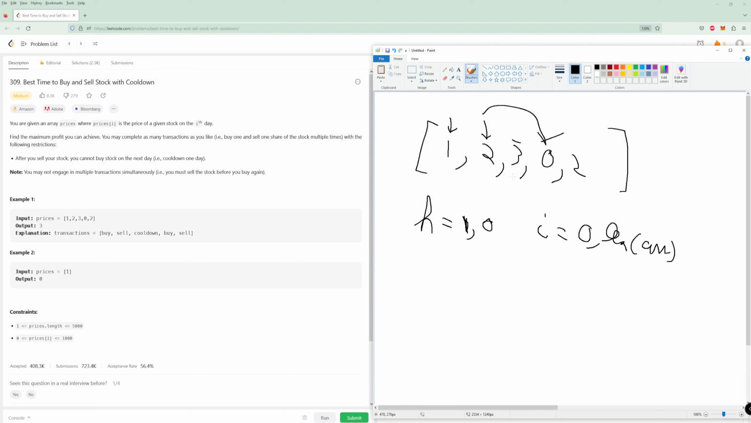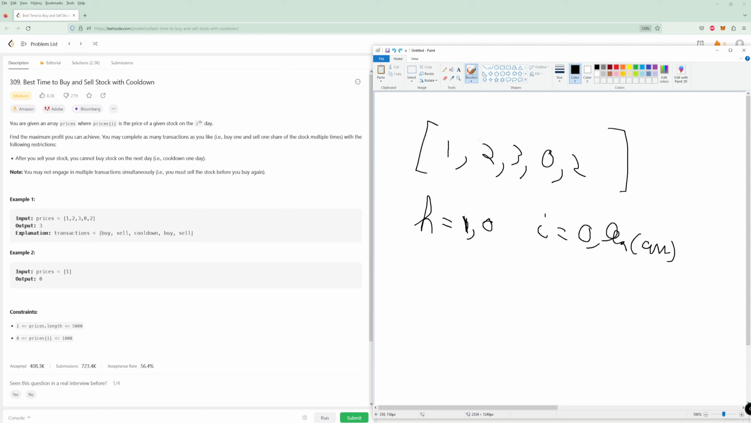Now, do all these states handle everything we need? Well, we know if we're holding a stock or not. That's important to know if we can sell. So if we are not holding a stock, then we can try to buy. If we are holding a stock, then we can try to sell. And like I said, if we do sell, we skip over the next one. If we're not holding a stock, we can either buy or we can just move on to the next day. We don't have to buy.